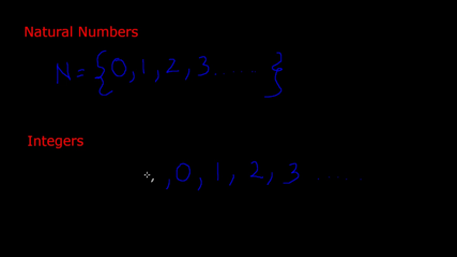And on the negative side, it's -1, -2, -3, and this will go on forever. And usually this is denoted by a Z, and there you go. That's a natural number and an integer.